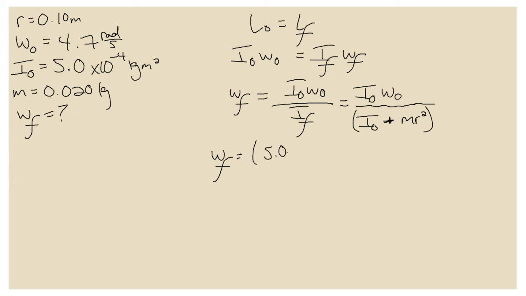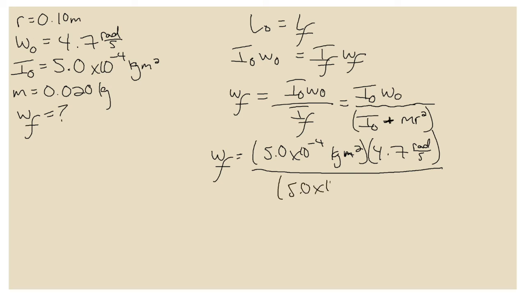We have I naught, 5.0 times 10 to the negative 4 kilogram meter squared, times omega naught, 4.7 radians per second. And then we're going to divide that by I naught, 5.0 times 10 to the negative 4 kilogram meters squared, plus, and then we have to do mr squared, which is going to be 0.020 kilograms times 0.10 meters, and then square it.